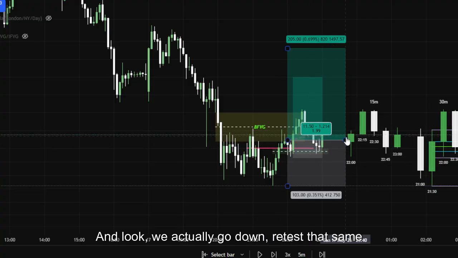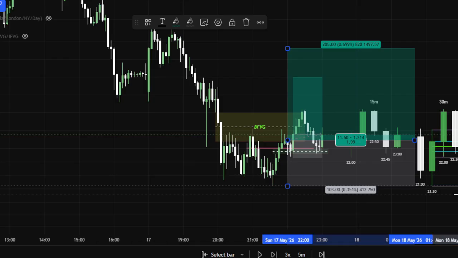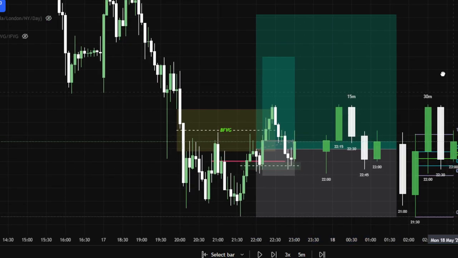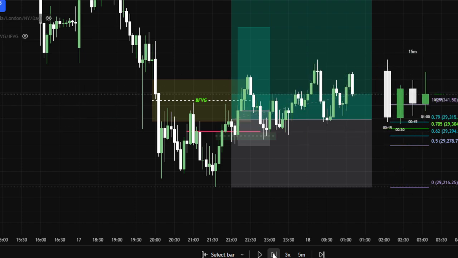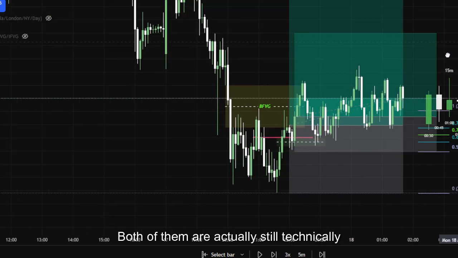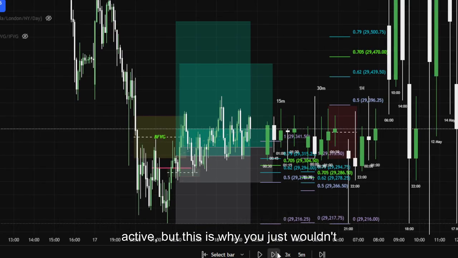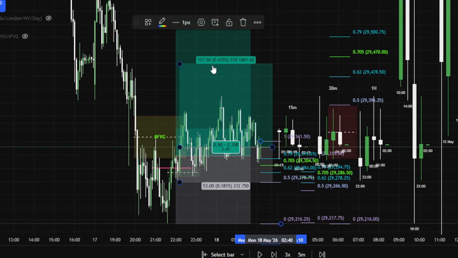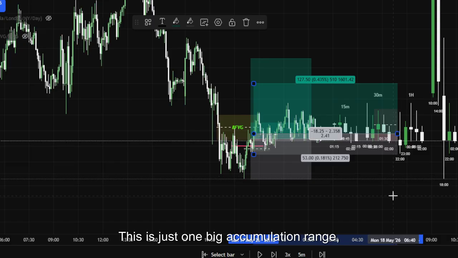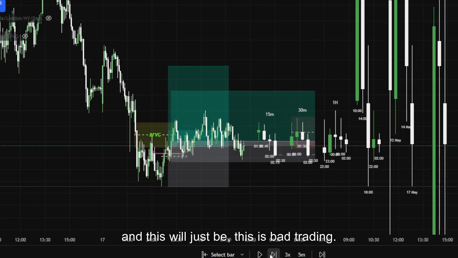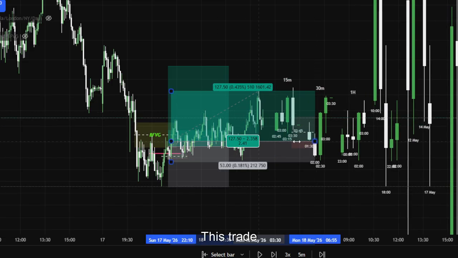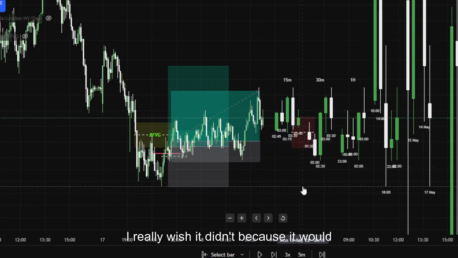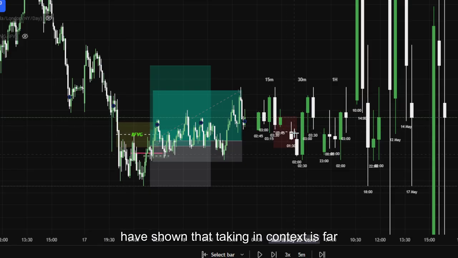And look, we actually go down, retest that same fair value gap. We get another rejection off it. Yeah, this is a really unfortunate trade. Both of them are actually still technically active, but this is why you just wouldn't want to trade this. This is just one big accumulation range, and this is bad trading. We almost got ticked out there, but we didn't. This trade unfortunately worked. I really wish it didn't, because it would have shown that taking in context is far more important.